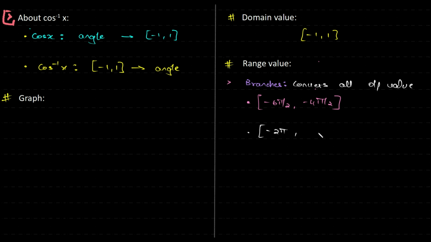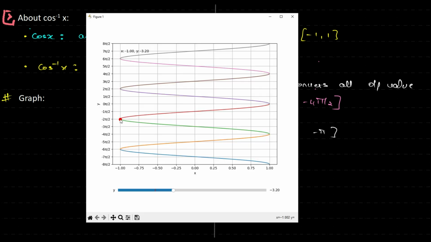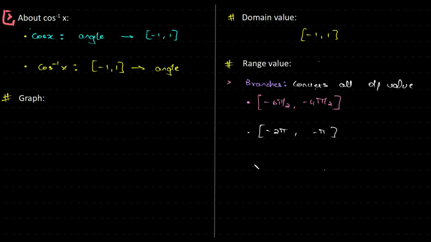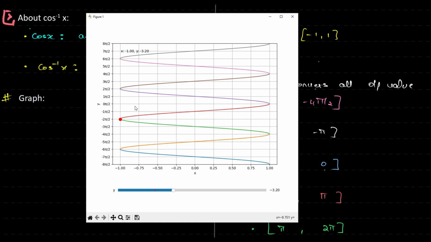So this is -2 pi by 2 to -pi, right? Let's look at the next branch. -pi by 2, 0. So we have it from -pi to 0. And you can guess the next one would be 0 to pi. And the next one would be pi to 2 pi, so on and so forth. So these are all your branches, right? So I hope you guys understand what's a branch now.